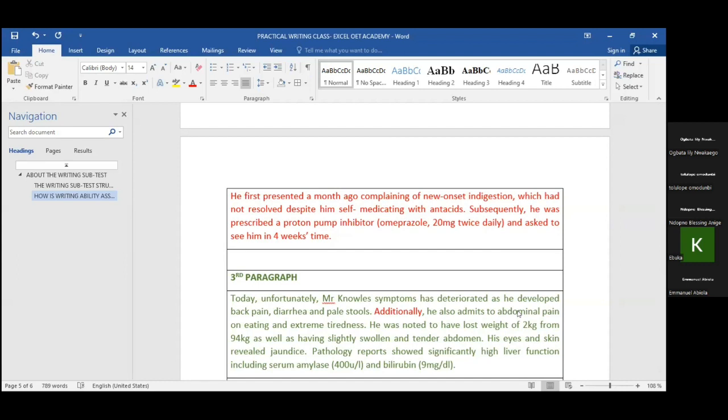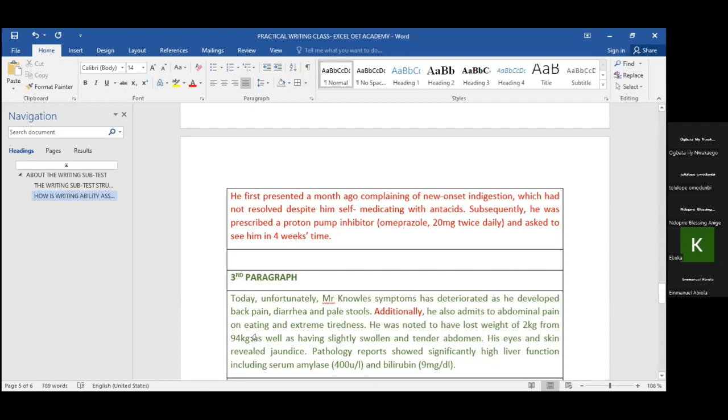But then, regardless, if I also start this sentence with, he also admits to abdominal pain on eating and extreme tiredness, full stop. Okay, it's okay. Now, remember that I've already listed the symptoms the patient had. The next thing I'm going to is what? The examination findings. So for examination findings, you can say, on examination findings, comma, you can use that. You can also say it was noted to have, okay, that's observation. Or it was observed, okay, to have. So I said it was noted to have lost weight. Remember they mentioned weight loss of 2 kg from 94 kg.